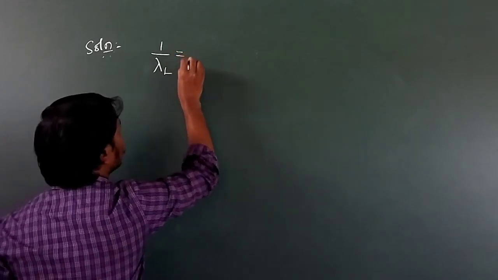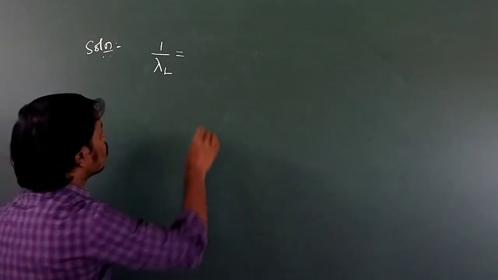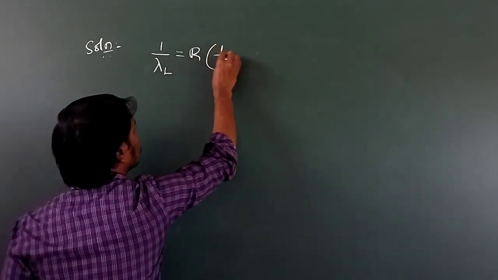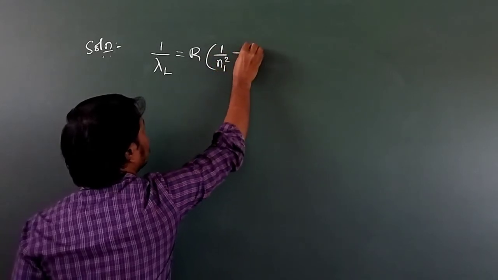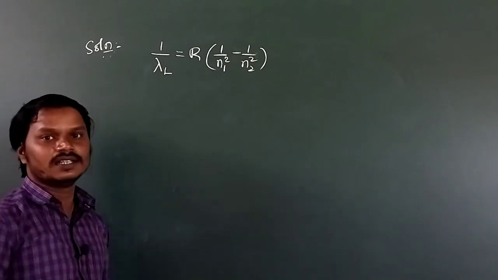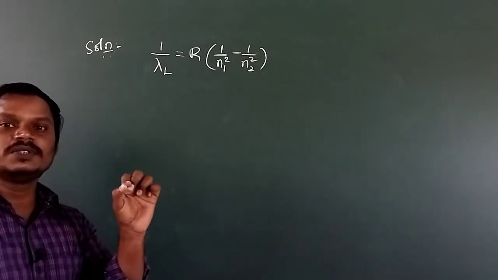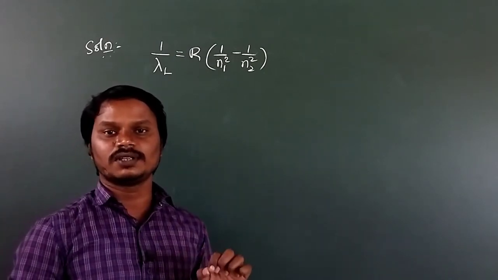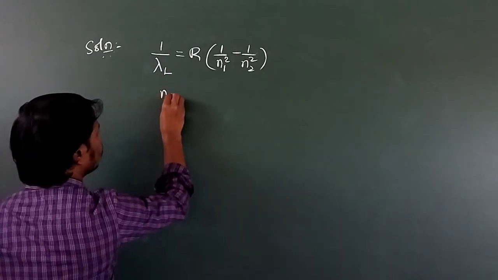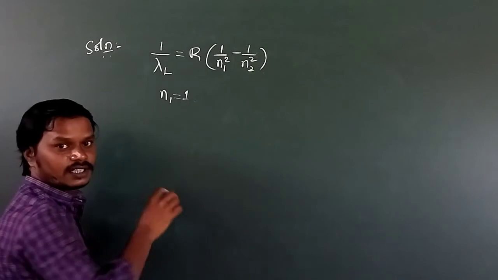Then the hydrogen spectrum: the atomic number for hydrogen is 1. So we can write R, Z is 1, then 1 by N1 square minus 1 by N2 square. For the longest wavelength, the transition must be from the nearest orbit to the ground orbit. Which is the ground orbit in the Lyman series? That is 1, so N1 is 1. And the nearest orbit to the first orbit is 2.